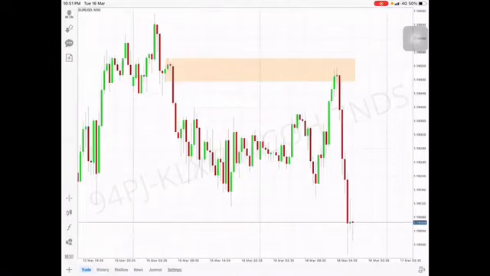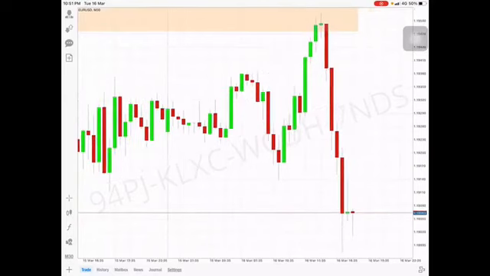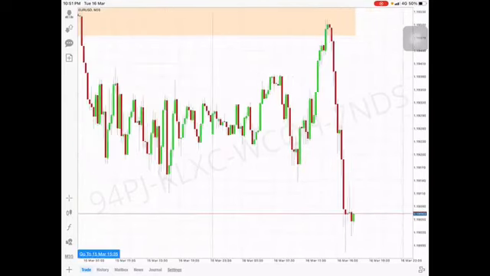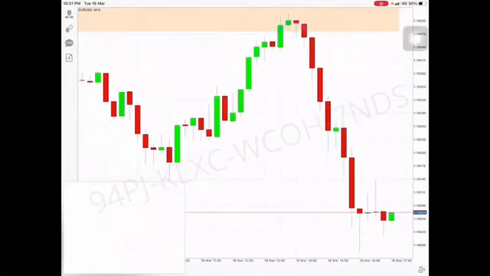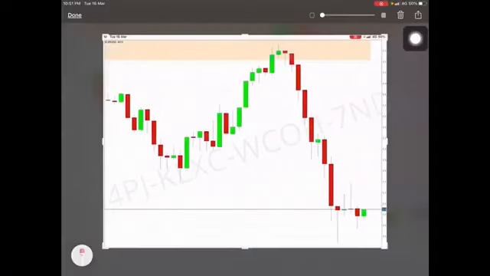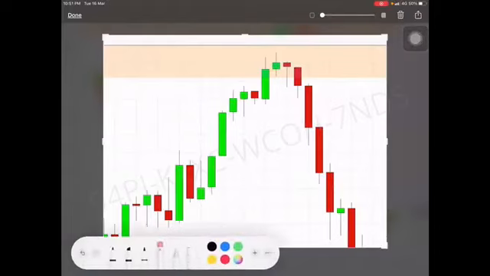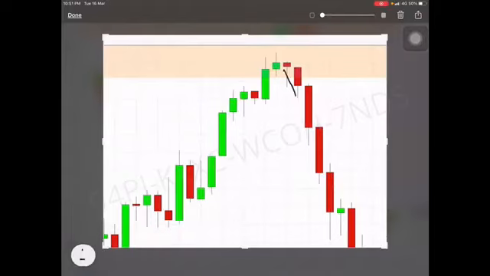Looking for broken. Yes, but can you see it here? No. If you cannot see it, you need to go to M15. So there, see? It broke outside of the zone. There's a sell break.